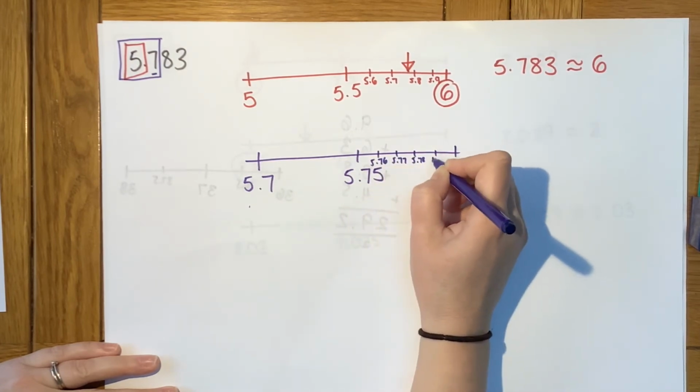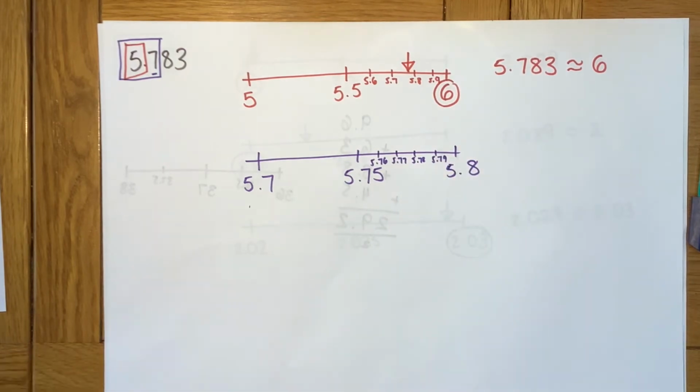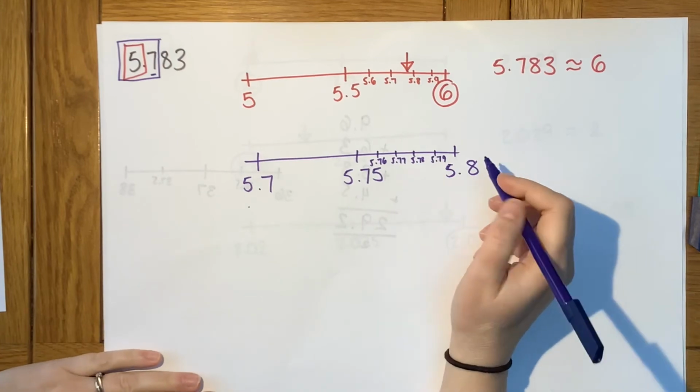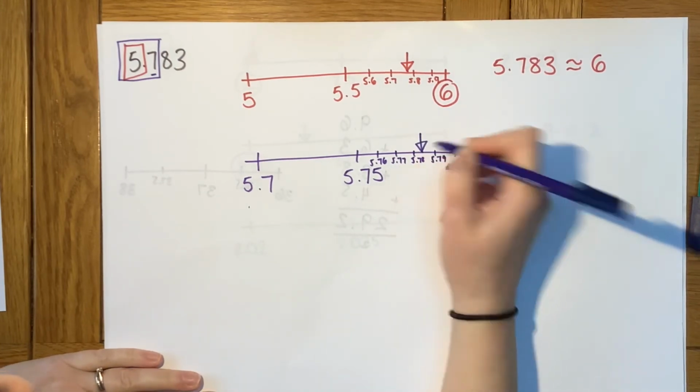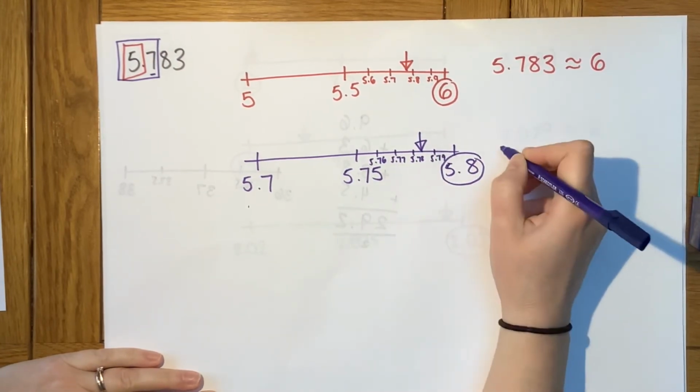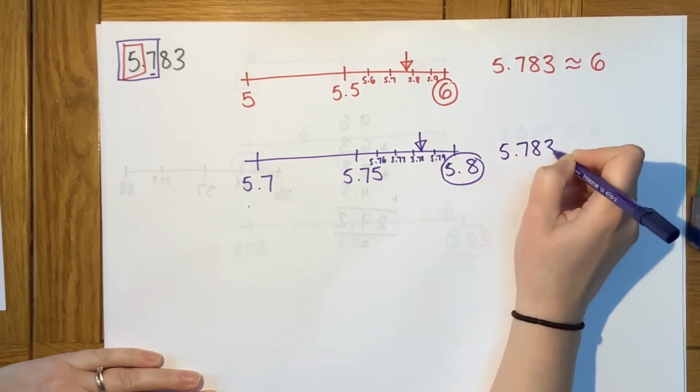Now again, if you find it useful, you can label all the points on the number line. And remember, you could use the zoomable number line that we used last week to have a look and have it done for you. It's going to be about here. So it's going to round up to 5.8.